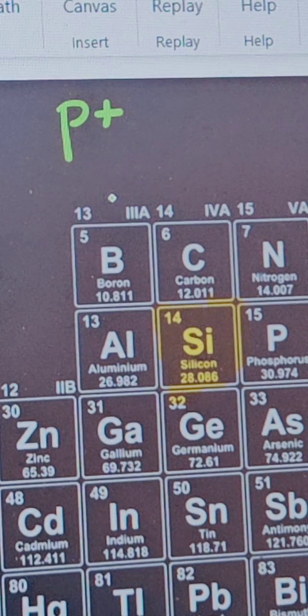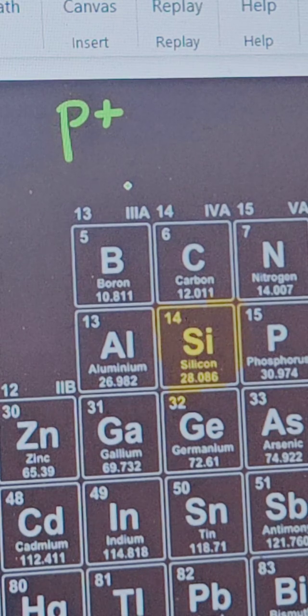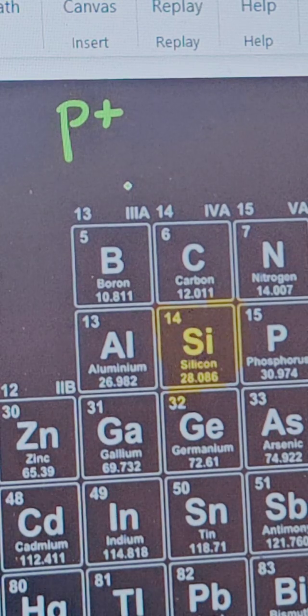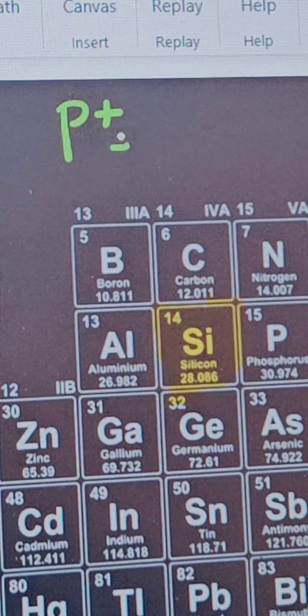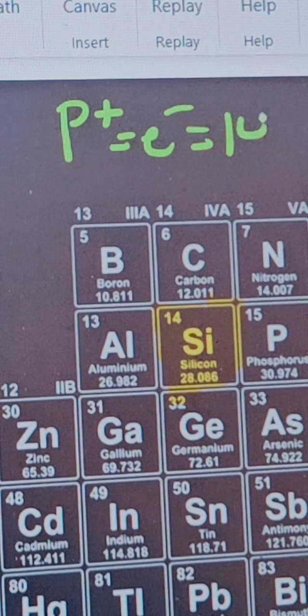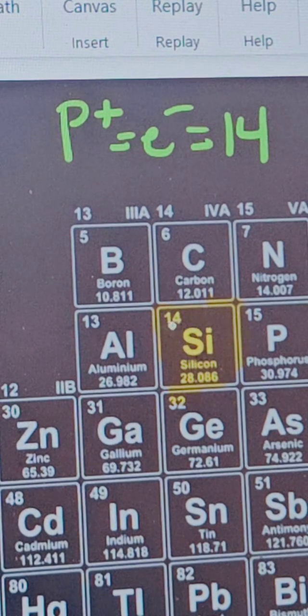In case y'all forgot, yes, electrons. Good job. So it's also equal to the electrons. And again, that's equal to 14 right there for silicon.